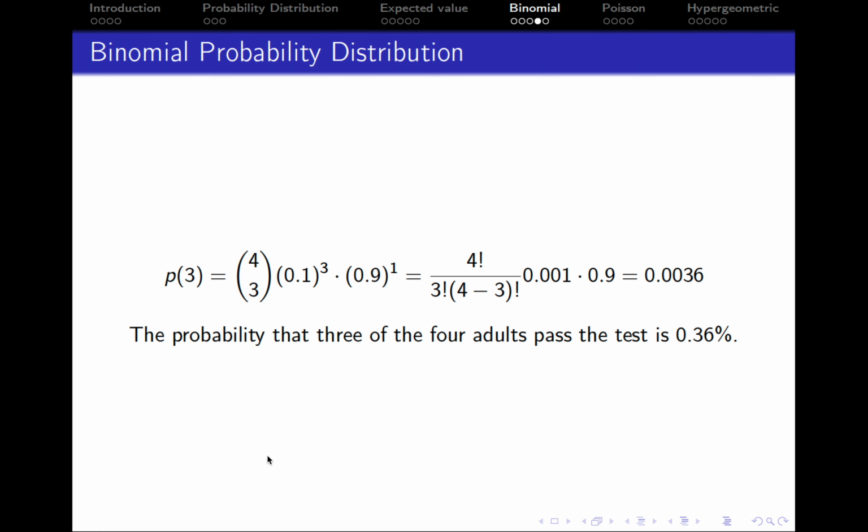When we put everything into the formula, we get that the probability that 3 of the 4 adults pass the test is only 0.36%.